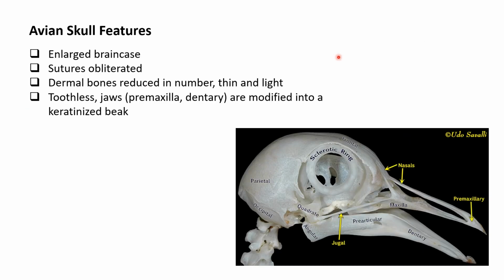Some derived features of the avian skull are the following: an enlarged brain case, bulging at the backside. Sutures between the bones also tend to disappear as the bird matures, so the surface looks smooth. The dermal bones tend to be fewer than their reptile relatives, and just like the other parts of its skeleton, it is light and hollow. The jaws have been modified into beaks covered by a horny sheath and have no teeth in modern species.